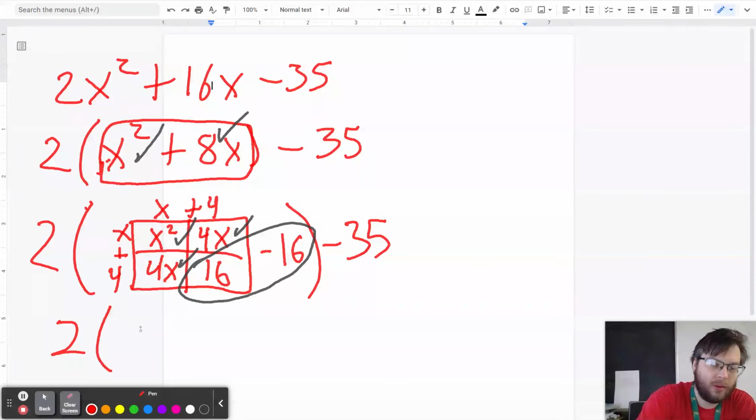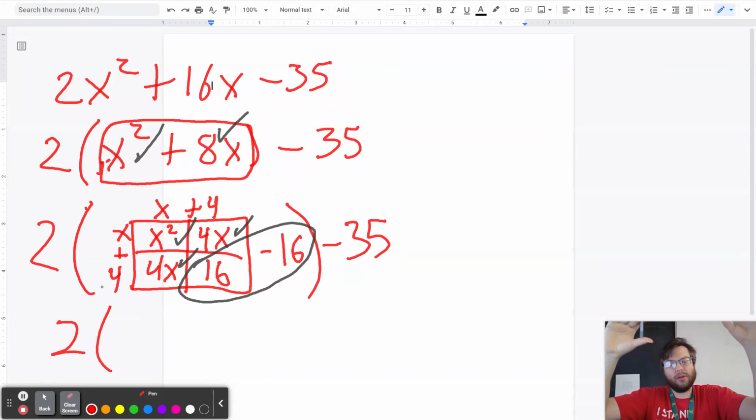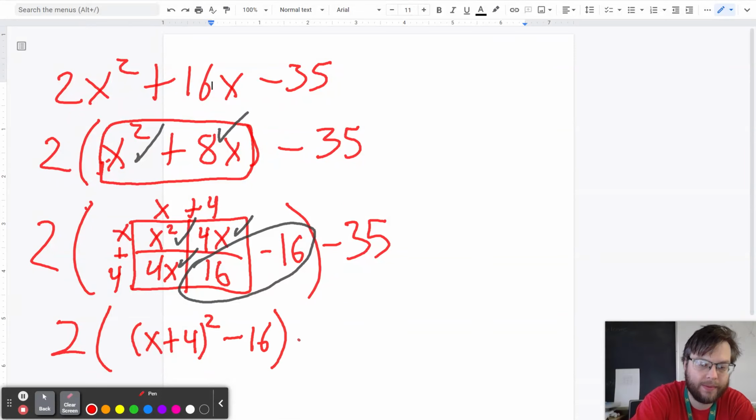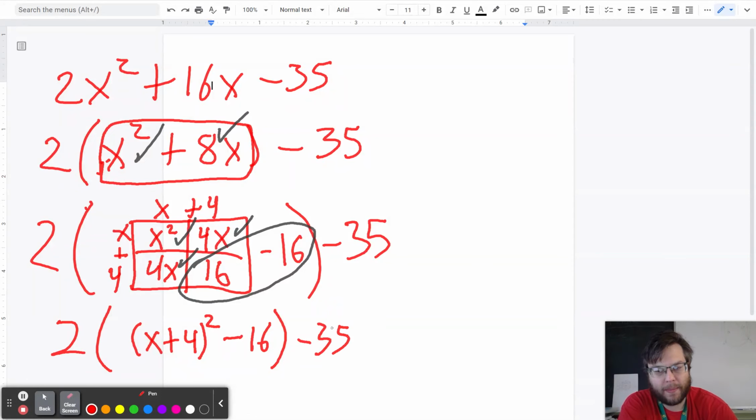So here we go. We've got the 2 and the 35. I'm just keeping track of them on the outsides. So I've got 2. Now I've got an x plus 4 times itself, and I've got a minus 16 because I borrowed 16 from the bank. Take a look at that. Make sure you see where each of the pieces came from. The box that I drew is x plus 4 squared. The minus 16 is what I borrowed from the bank.